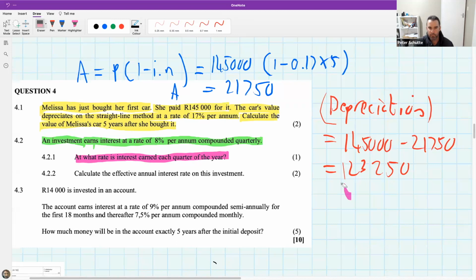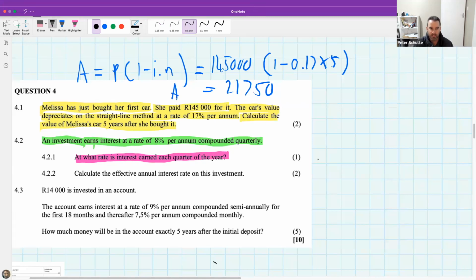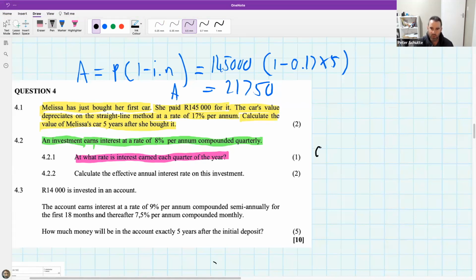So it's 8% per annum compounded quarterly. Well, how much interest is there going to be per quarter? If your annual rate is 8% per annum, what do you think the pink one's answer is going to be? I think everyone's a bit unsure, aren't they? It's going to be 2%, yes, because it's 8% per year, but you want to know per quarter. So every quarter, it's just going to be 2%. Okay, now, it then says, calculate the effective annual interest rate on this investment.